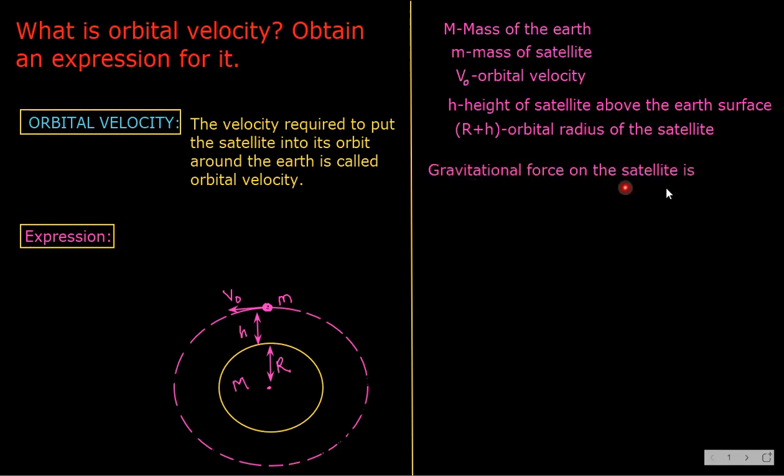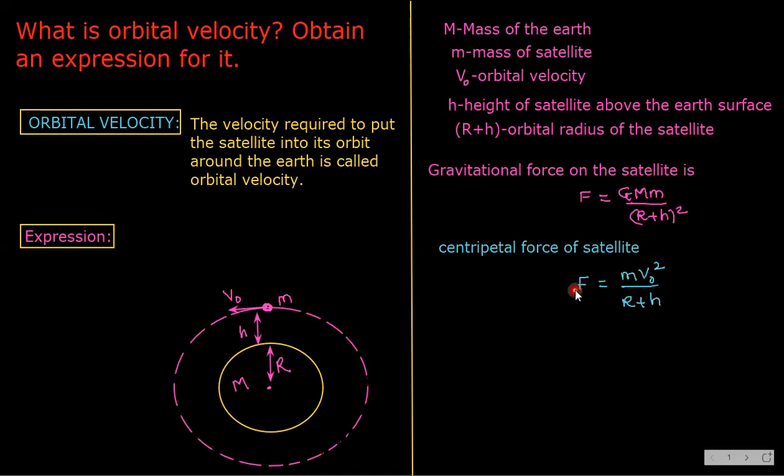Now, gravitational force on the satellite: this is small m and this is capital M. So in between these two masses, you have gravitational force. What is that? F is equal to GMm by (R plus h) whole square. G, mass of the Earth into mass of the satellite divided by this (R plus h) whole square. Now, centripetal force: as this satellite is moving with orbital velocity v0, it has centripetal force, and that centripetal force is given by F is equal to m v0 square by (R plus h).